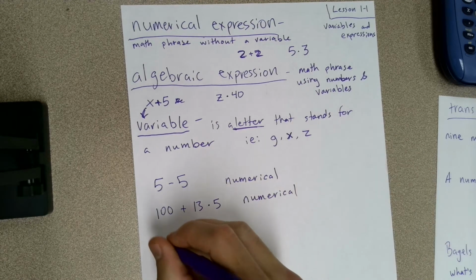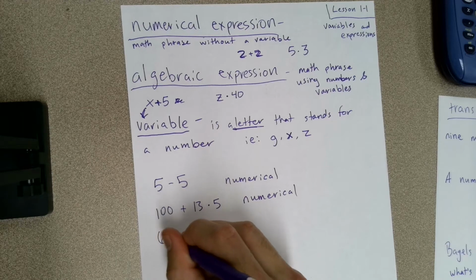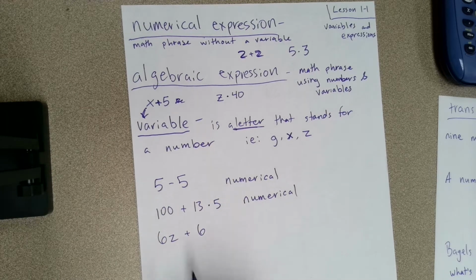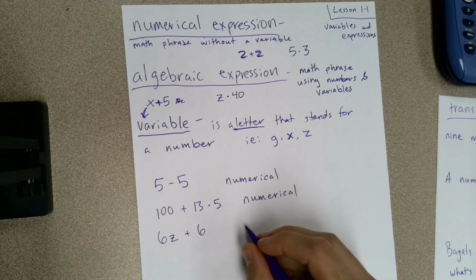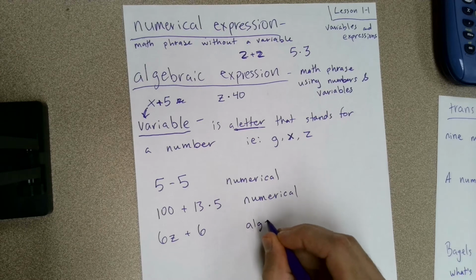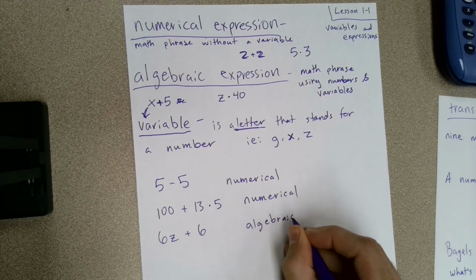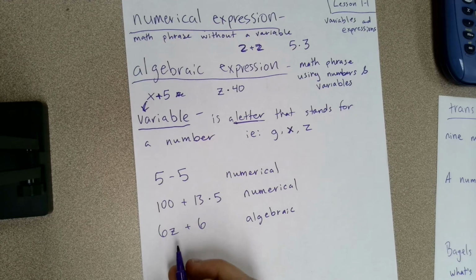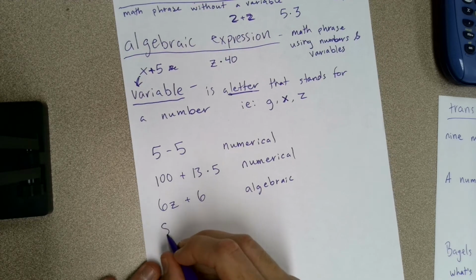All right, here we go. We got 6z plus 6. We got our z right here. That's our variable, so that's going to be an algebraic expression. Now what makes an expression is the fact that there's no equal sign. All right, we'll do one more example here.